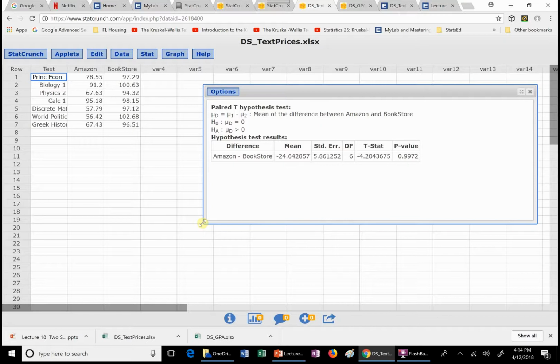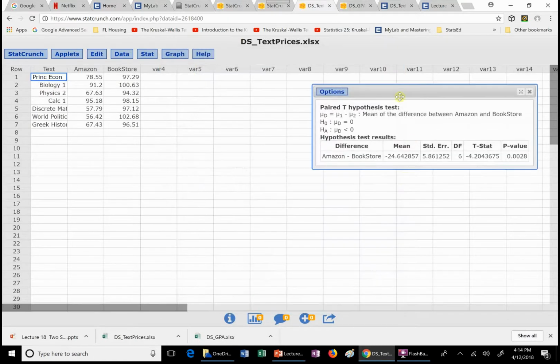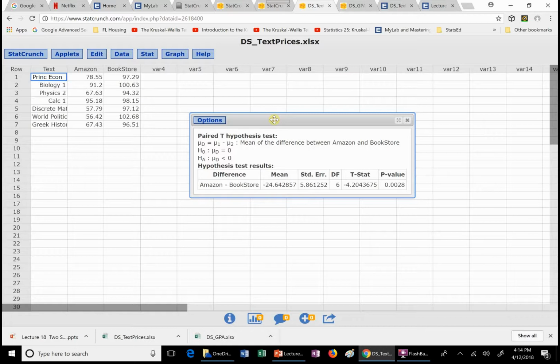But in this case, I just entered it wrong on purpose. Okay. So now I'm going to change it, do it the right way. And that looks more like it. Okay. So again, p-value really small, smaller than any alpha I could use, I'm going to reject, right?